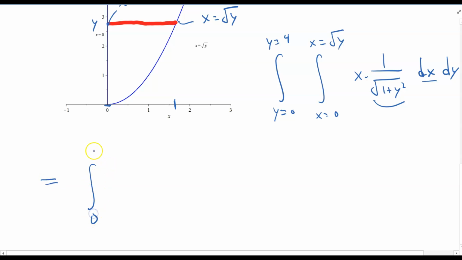Alright, so we're going to let y vary from 0 to 4. Let's write our antiderivative down now. We have 1/2 x squared, and I'm just going to rewrite the 1 over the square root of 1 plus y squared there.